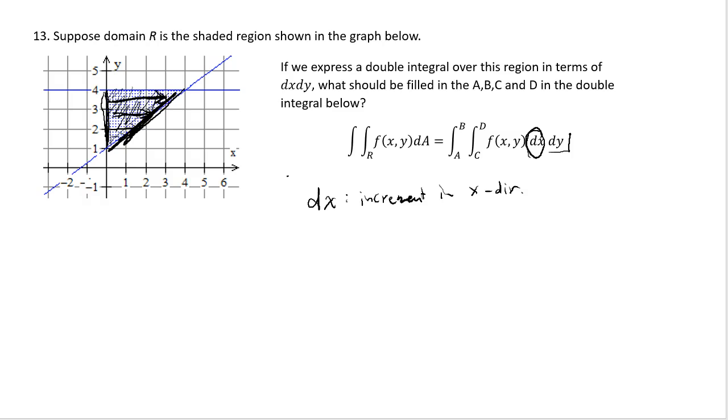The left line is easy. This is just a vertical line. Its equation is x equal to 0. So that's not hard. This one you have to figure out the line equation. Let's see how to do this.